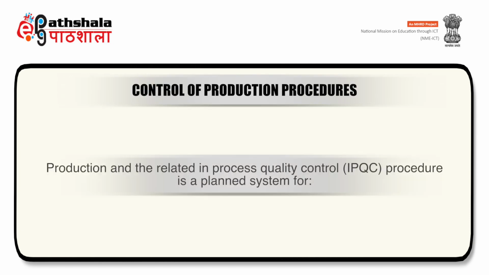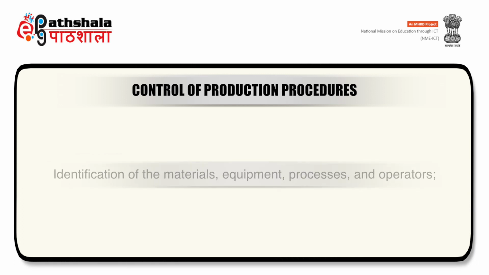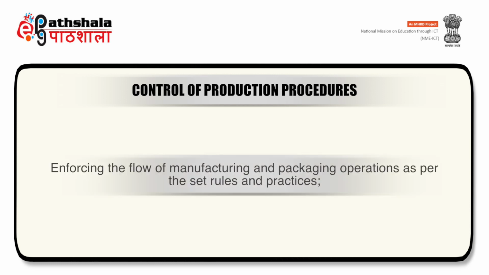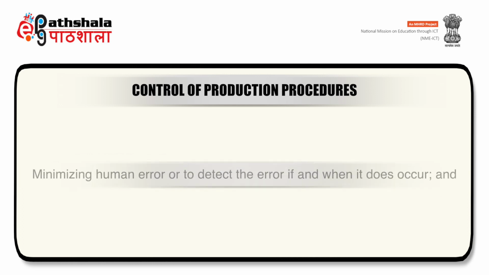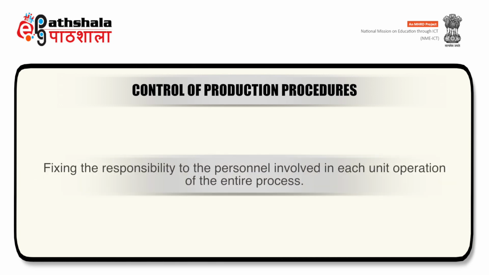Under GMP, production and related in-process quality control procedure, that is IPQC, is a planned system for identification of materials, equipment, processes and operators. It is also used for enforcing the flow of manufacturing and packaging operations as per the set rules and practices and for minimizing human error or to detect the error if and when it does occur and fixing the responsibility to the personnel involved in each unit operation of the entire process.